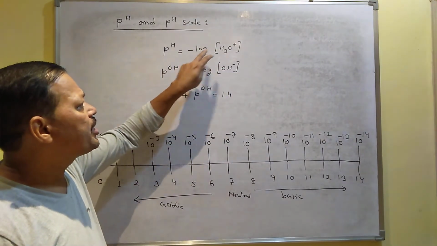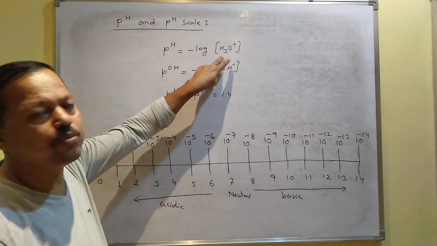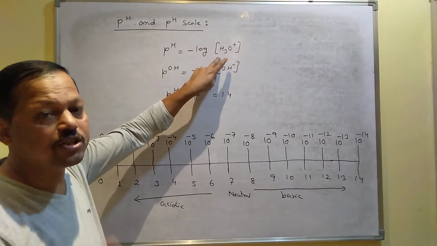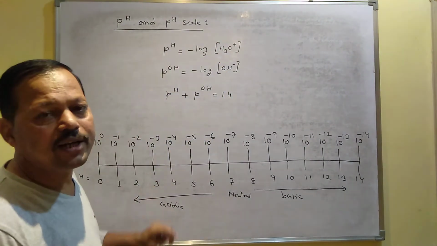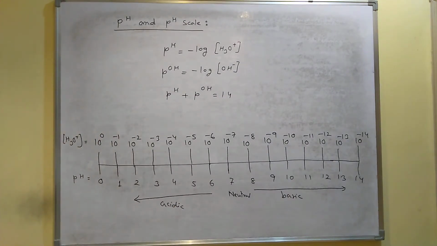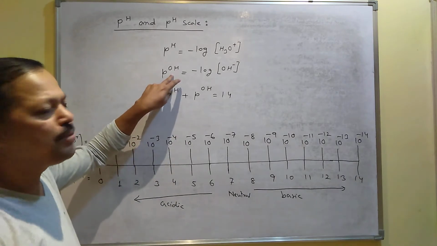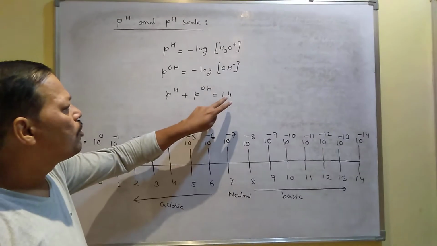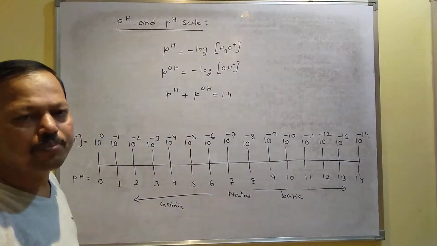When you take the negative logarithm of the molar concentration of hydronium ion, the concentration must be in molarity, then you can find out the pH. We will do some numericals, then you will get the idea. And if your substance is a base, first you determine pOH for the base, then you do 14 minus pOH, and you can convert to pH.